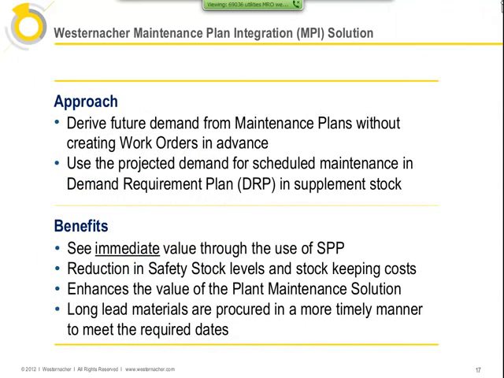So what we looked at for an approach, and what we have, is a way to derive the future demand of the maintenance plans without actually creating the orders in advance. Using the maintenance plan data, we now know what we're going to use based on various frequencies and the dating that we have within the maintenance plans, to give us the requirements that we need in order to have a projected demand for the scheduled maintenance. Now, that we can then take into the service parts planning, the SPP system, and specifically into the section we call the demand requirement planning, or DRP, in order to supplement the stock when the maintenance is due.